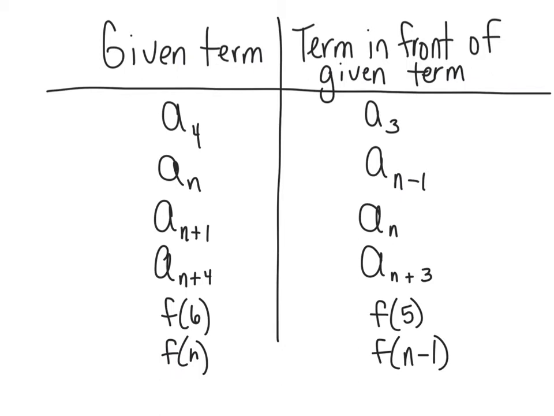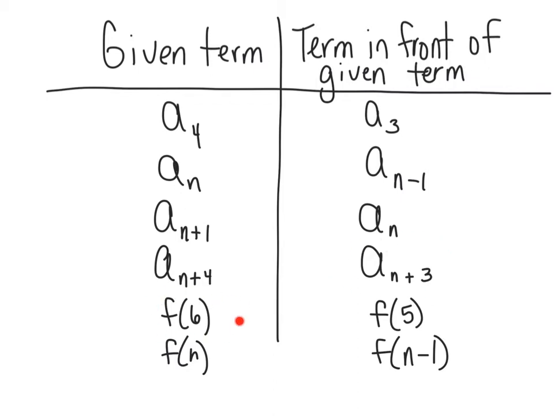All right, so I gave you this chart. Here's the given term. Here is the term in front of the given term. So here are just examples. If the given term is a sub 4, the one that would go in front of it would be a sub 3. If the given term is a sub n, the one in front of it would be a sub n-1. And yes, you should write this chart in your notes. If the given term is a sub n+1, the one before it would be subtracted 1 for that, so it would be a sub n.